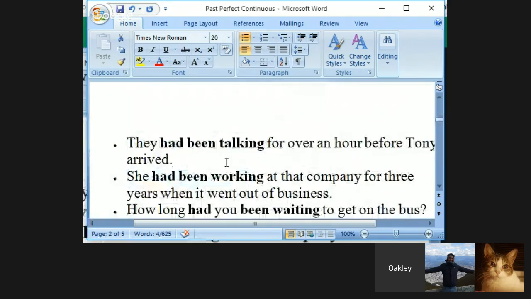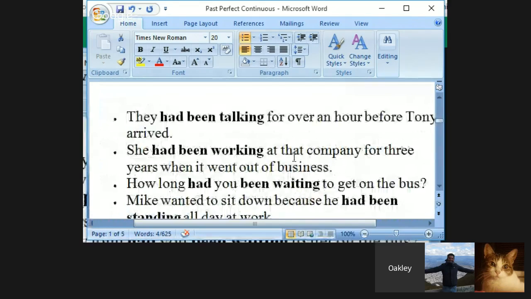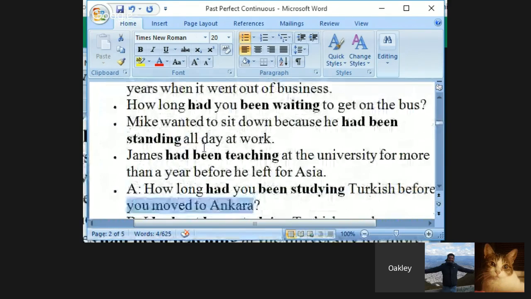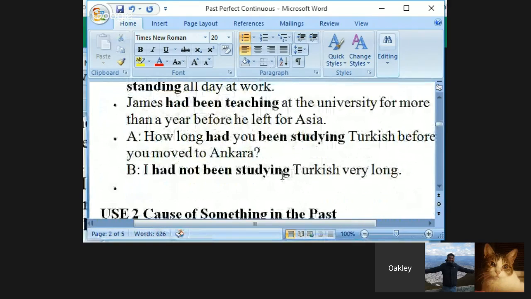Okay. All right, using the examples that we've looked at here and talked about, let's see if you guys can come up with your own sentences to show duration before something else. Carolina, you want to try it first?